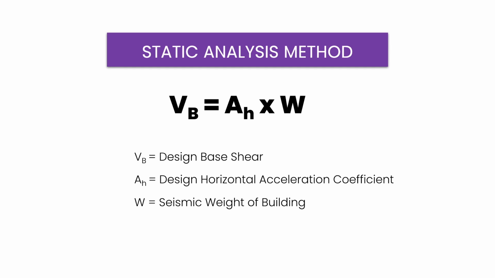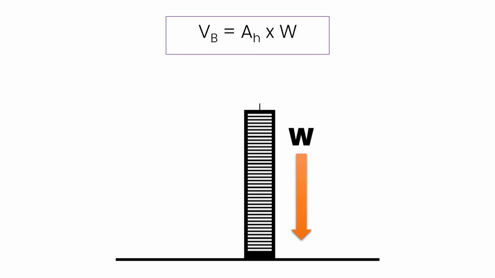Now, the static analysis method, as per the IS 1893, gives this formula for calculation of what is called the design base shear, which is nothing but the lateral force we're talking about. So we are trying to calculate this VB, which is made of this AH, which is a strange term, called the design horizontal acceleration coefficient. So a lot of things going on there. W is the seismic weight of the building. So this is some kind of a different weight too. Don't worry, we'll be breaking this down step by step. So let's break down the W first. W is the seismic weight of the building.